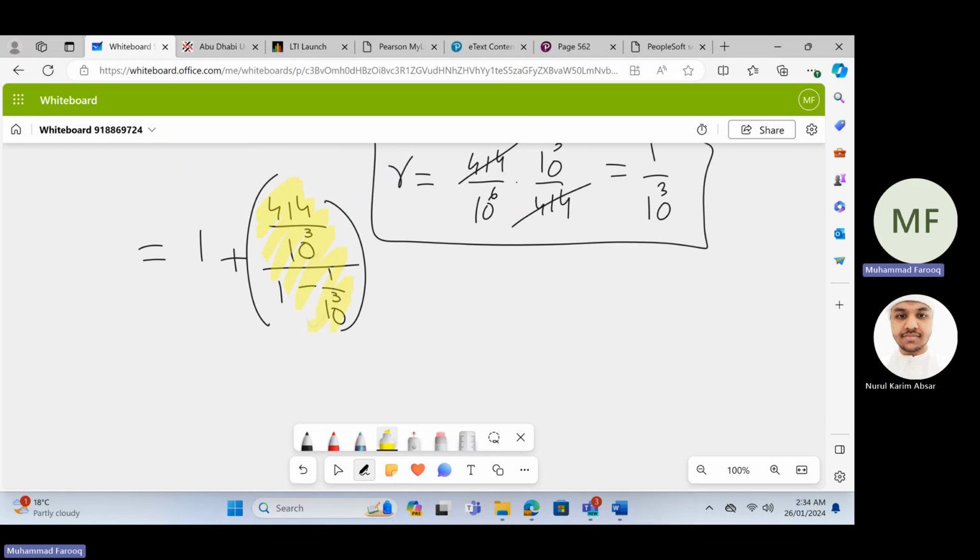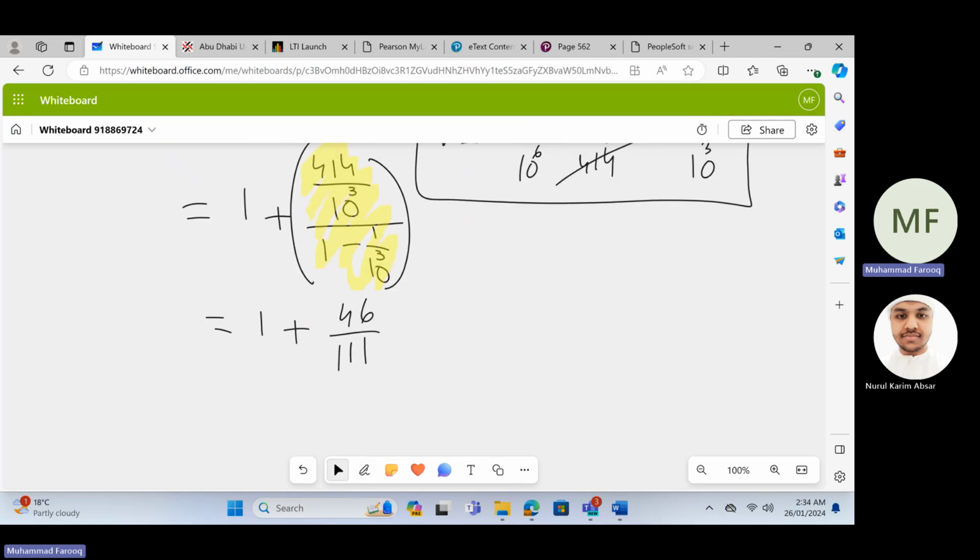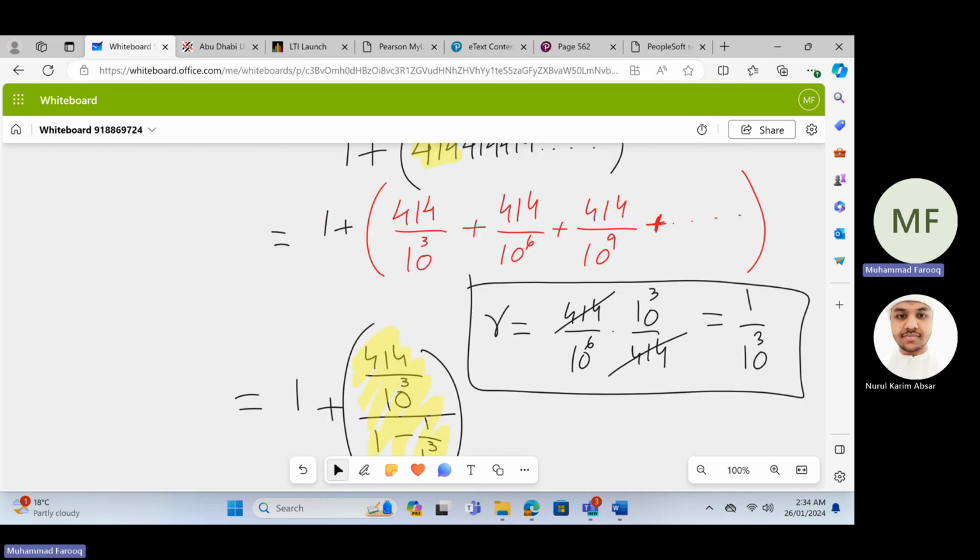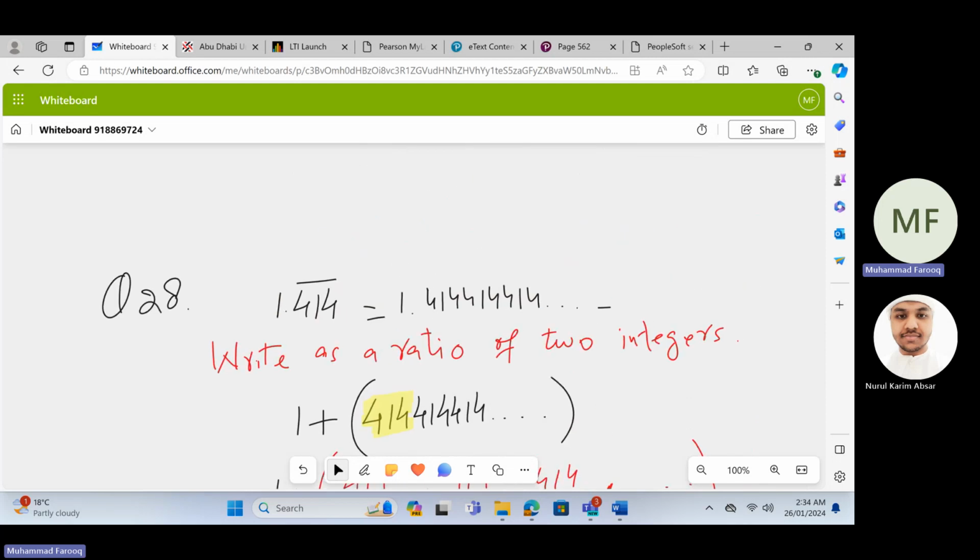So this is now 1 plus, how much is this? 46 over 111. Yes, good. Now add 1: 1 plus this one is 157 over 111, and this is your answer, the ratio of two integers. Check the answer: 157 divided by 111. Are you getting the same answer, 1.414414? Yes, confirmed. Your answer is correct.